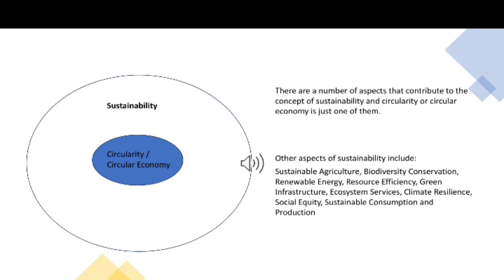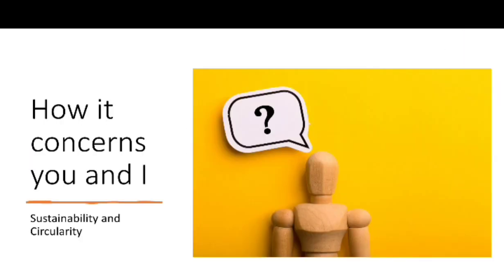From here you can see that there are other aspects of sustainability. You can practice sustainable agriculture, which is one way to include sustainability practices in the agricultural space. You can practice biodiversity conservation. In the renewable energy space, you can practice it. Climate resilience is also a way you can perform sustainability. Social equity, sustainable consumption and production. All these are just aspects of sustainability. And circularity, or the circular economy, as some people like to call it, is also an aspect of sustainability.